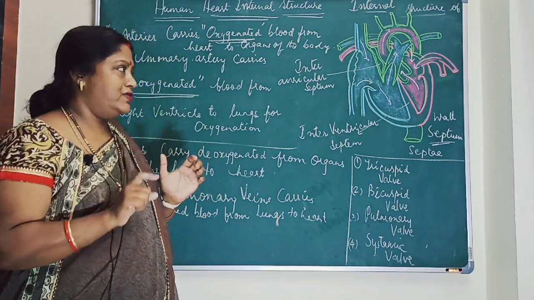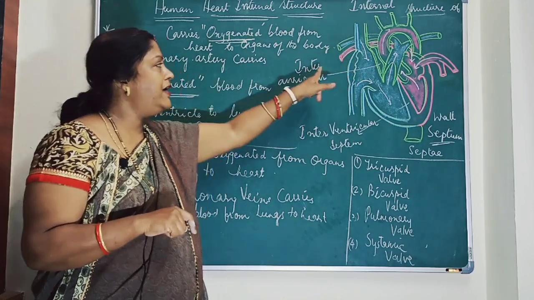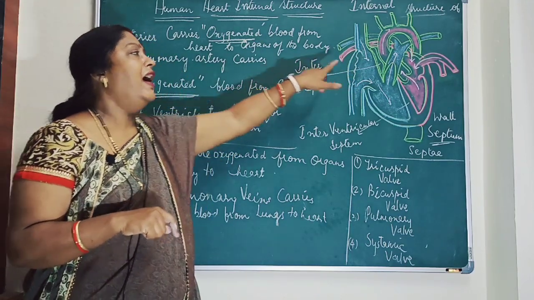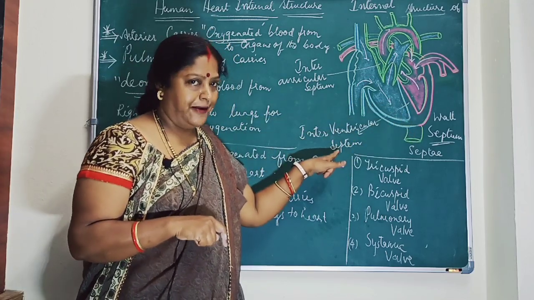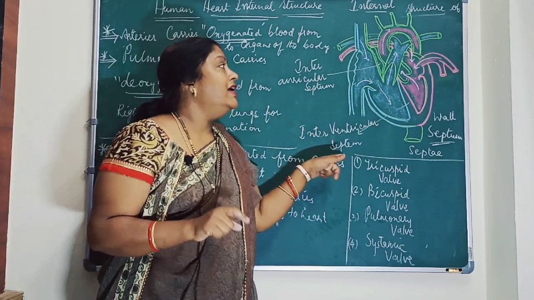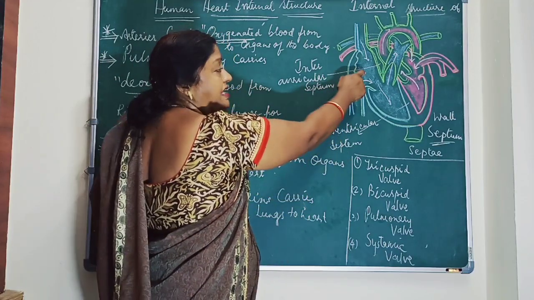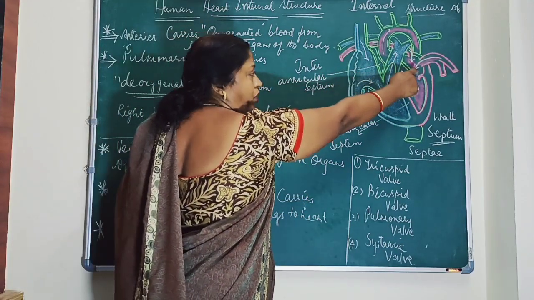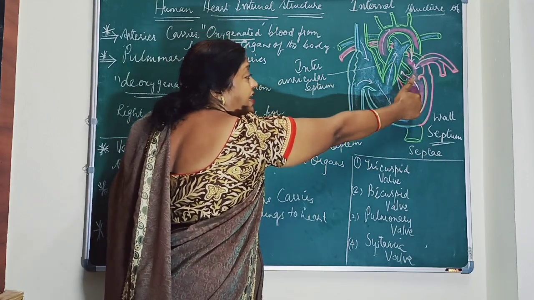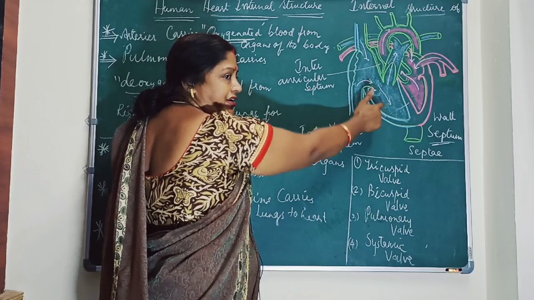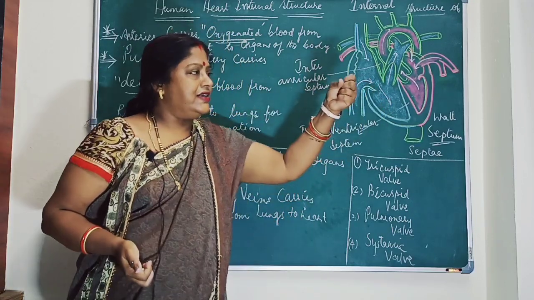Did you understand, children? So the auricles are separated by a wall called the interauricular septum, and the ventricles are separated by a wall called the interventricular septum. Next, the walls: the right auricle is larger than the left auricle, children, and the left ventricle is larger than the right ventricle. You can see it exactly like this.